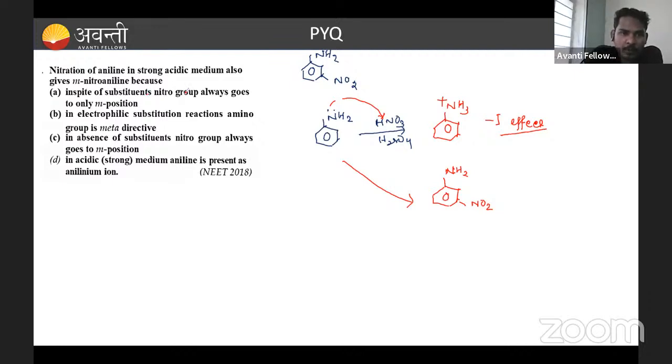In spite of the substituent, the nitro group always goes to the meta position. No. In electrophilic substitution reaction, the amino group directs the meta attack. No. In the absence of a substituent, the nitro group always goes to the meta position. No. In strong acid, aniline is present as the anilinium ion. This one is our anilinium ion. Have you understood this? Because of this anilinium ion, this particular group acts as an electron withdrawing group, so it will give us the meta product. So the correct answer is this one. I hope you understood this.